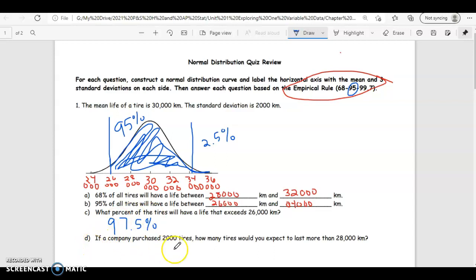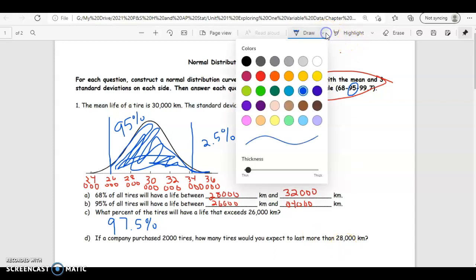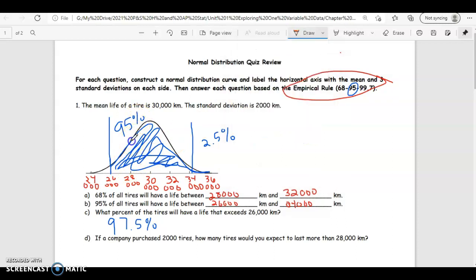And then part D: if a company purchased 2,000 tires, how many tires would you expect to last more than 28,000 kilometers? So let's use that same rationale I just did. I'm going to switch colors. So 28,000 is right here. So I want more than, so all this. I'm going to use that same rationale I did before.